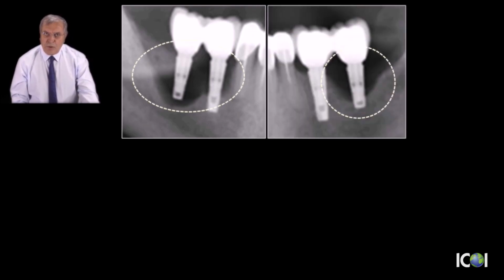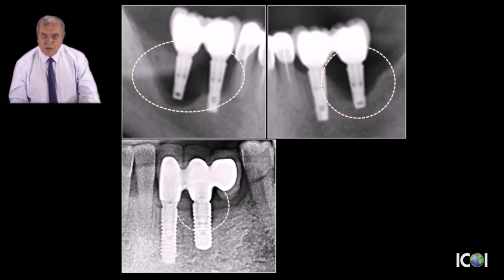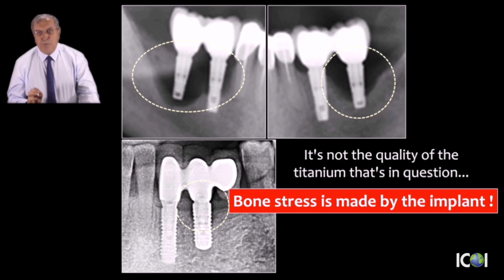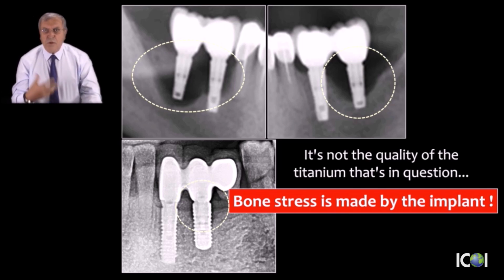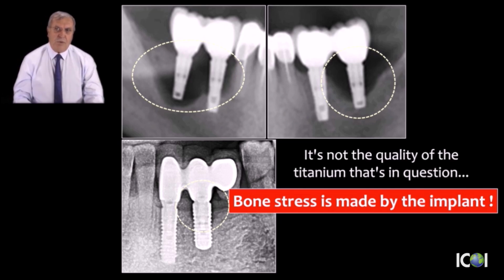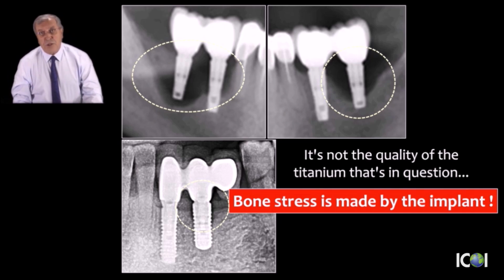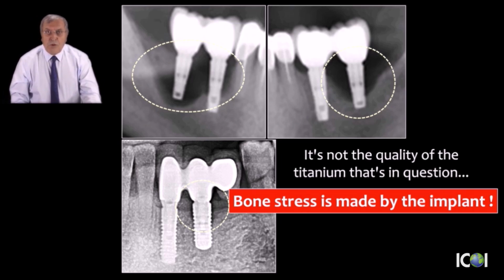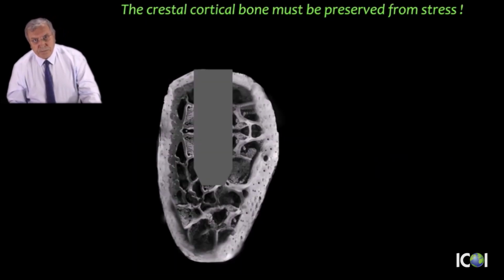Placing an implant and meeting bone loss means you put too much pressure. It's not the quality of the titanium that induces stability or not. It's just how much pressure you put on the bone when you place your implant, especially on the cortical bone. And when you start on the cortical bone, you don't know how it will end. You start with the resorption, and then we don't know what will happen in the future.